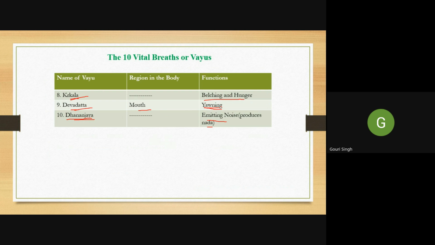And whatever Nada is produced, it is a very important question you may find out. Nada is created through which Vayu? That is the Dhananjaya Vayu. Okay, so these are your 10 Vayus.